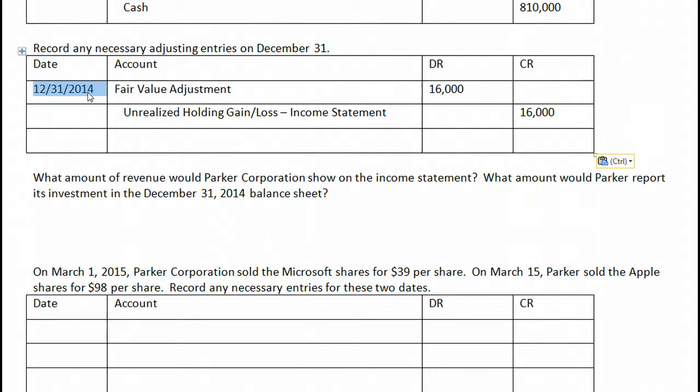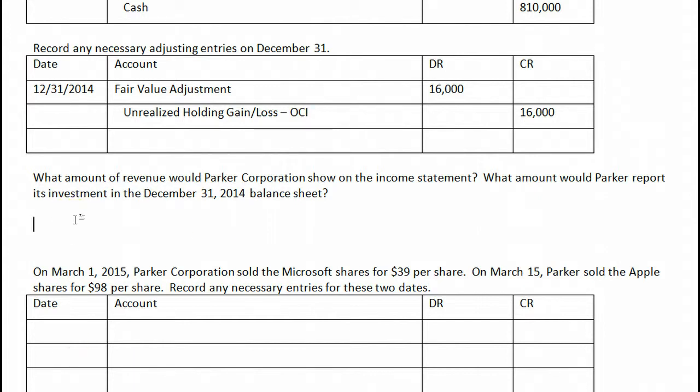Instead of crediting the unrealized holding gain or loss for the income statement, you would hit the unrealized holding gains or losses for other comprehensive income. The only difference between trading and available for sale in accounting is where the unrealized holding gains or losses appear. For trading, they are part of net income. For available for sale, they are part of other comprehensive income.